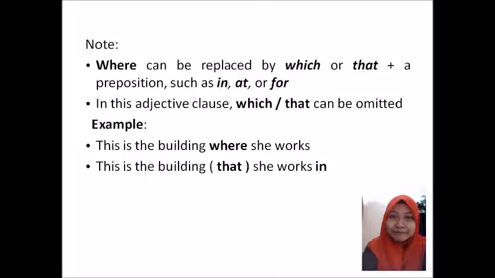Where can be replaced by which or that plus a preposition such as in, at, or for. In this adjective clause, which or that can be omitted. For example, this is the building where she works. We can replace where with the word that and the preposition in. The sentence is: this is the building that she works in.